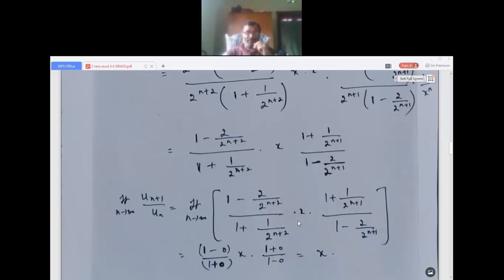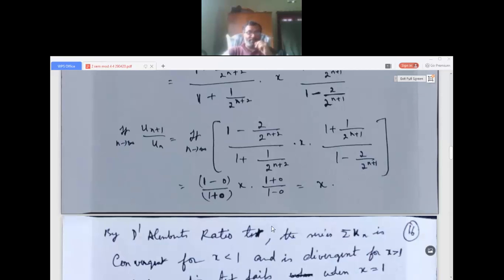Coming to this, x as it is, because n tends to infinity. 1 plus 1 by 2 power infinity, 2 power infinity is infinity. So 1 by infinity is 0. So 1 plus 0. Here 2 power infinity is infinity, 2 by infinity is 0. So 1 plus 0 divided by 1 minus 0. So totally it will be equal to x. So we got limit n tends to infinity, u(n+1) divided by u(n) is equal to x.